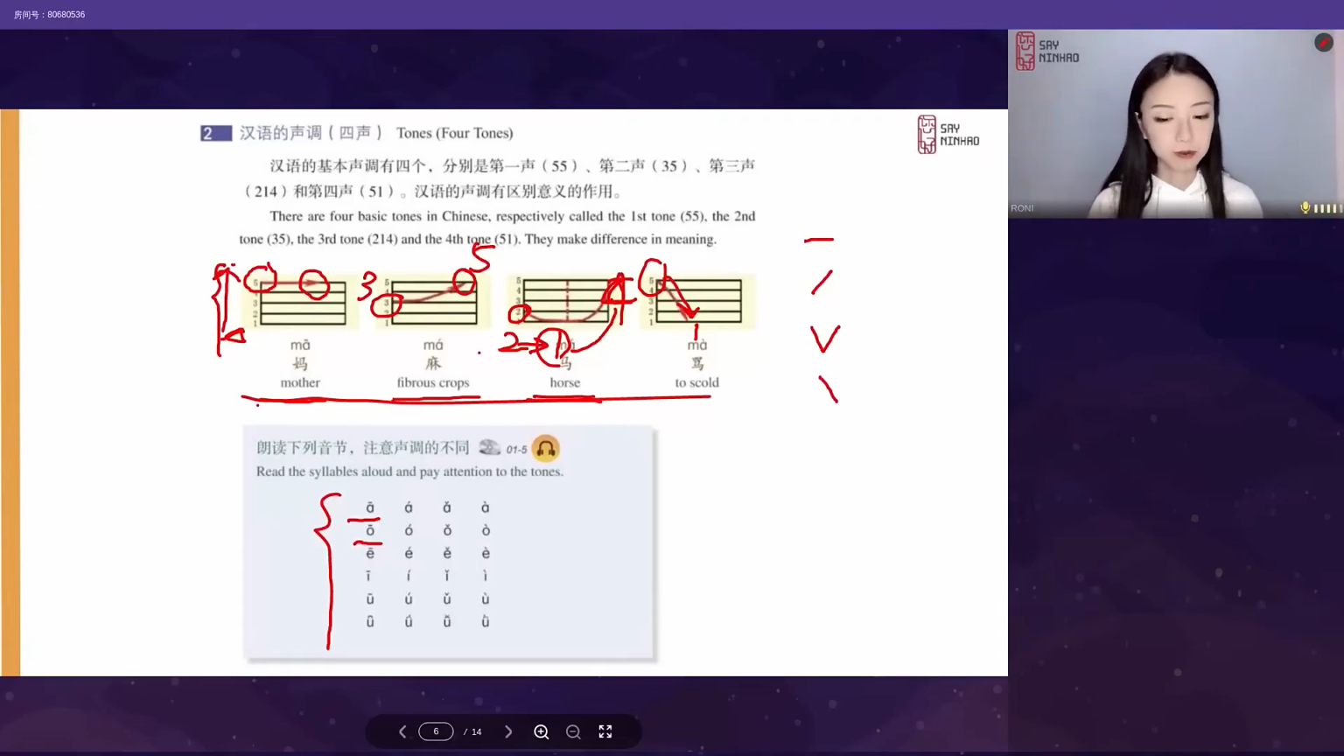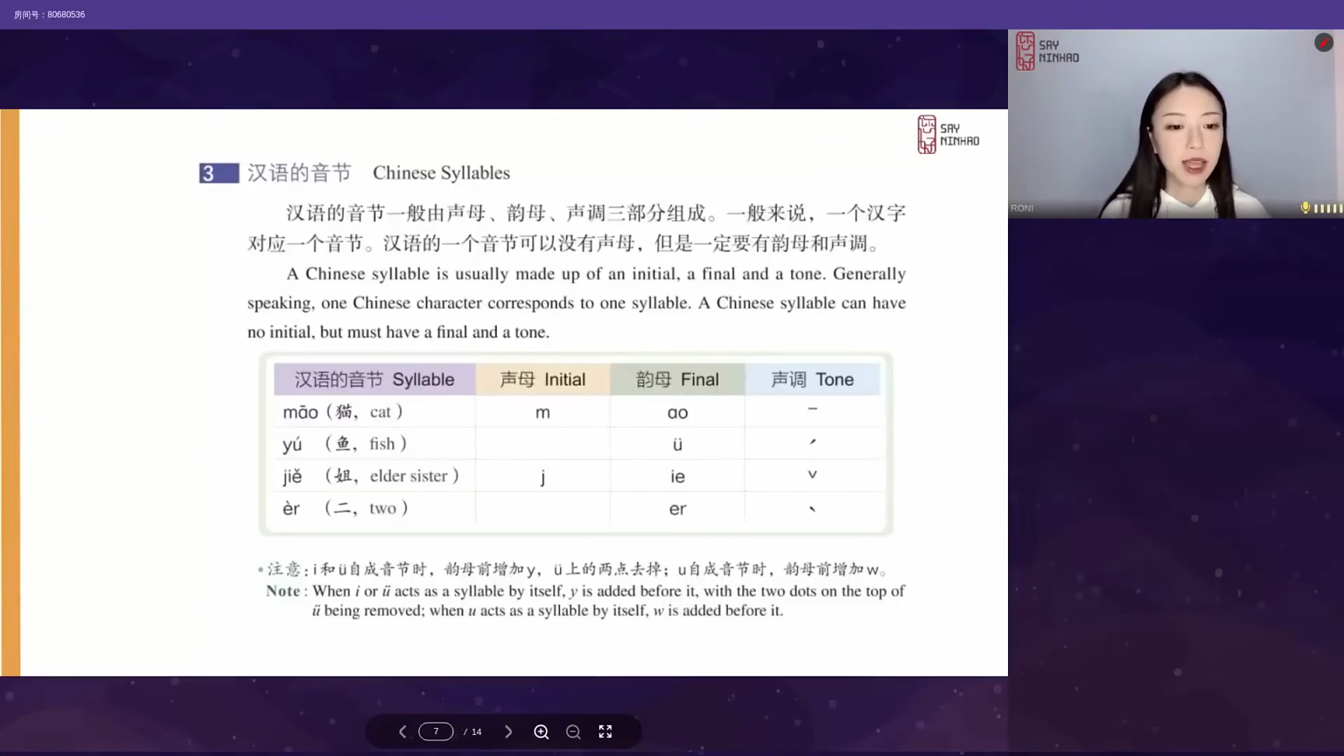Very good, excellent. Now we've seen how to read our tones. And now we are going to learn Chinese syllables. We've already learned 3 basic parts of Pinyin, which is initials, finals, and the tones on it. And if we put these 3 parts together, then we can get a syllable. But sometimes a syllable can be there without an initial, but must be a final and a tone, okay?